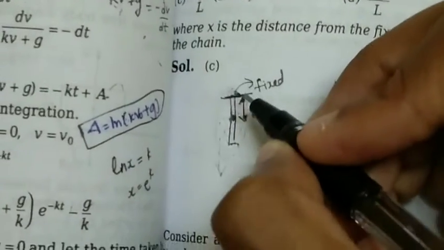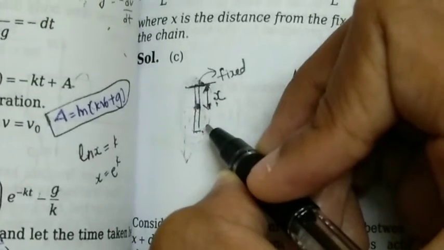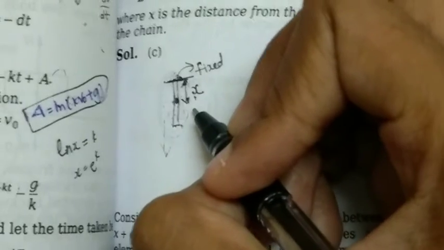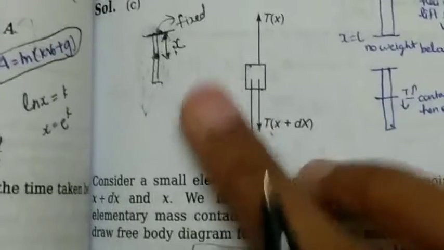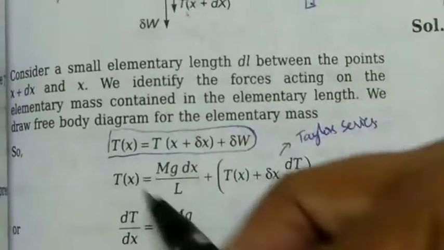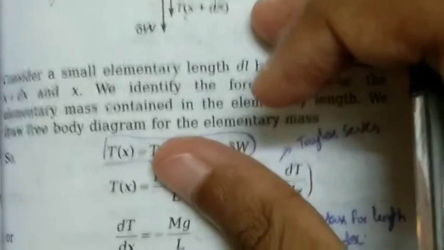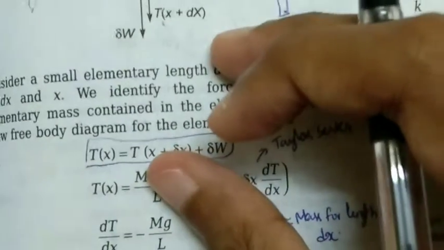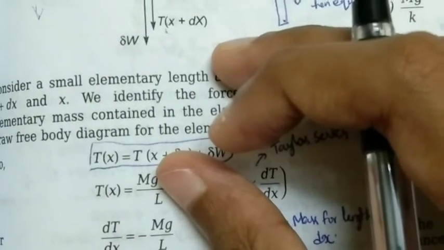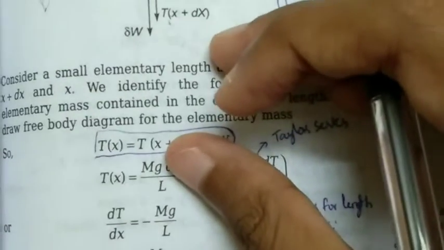So if 10 centimeters of the chain weighs 50 grams, then 1 centimeter of that chain weighs 5 grams. That is the mass per unit length, which is m by L, where m is the entire mass of the chain and L is the entire length of the chain. Multiplying by g gives the weight acting on unit length of the rope.